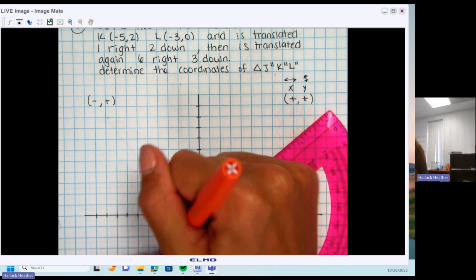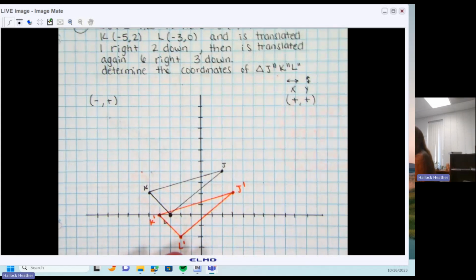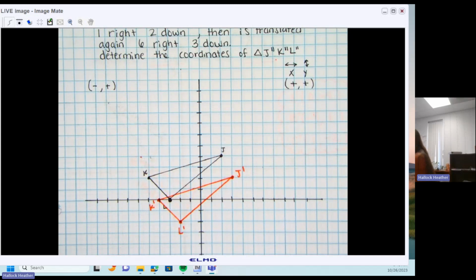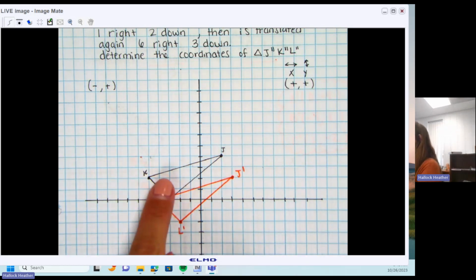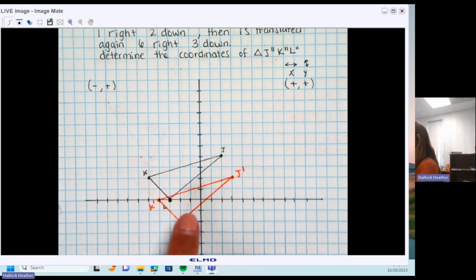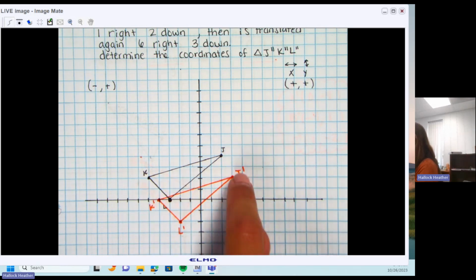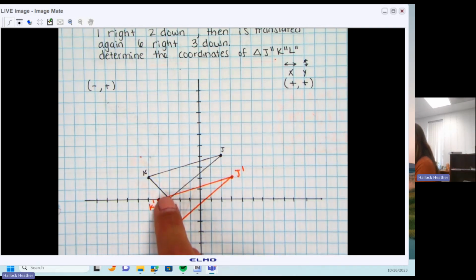If you look at your second triangle, it should look exactly the same size, exactly the same shape. It's preserving the distance, it's preserving the shape. Nothing's changing except its location. Now we're going to find the second transformation by shifting the new one again. People last period were going back to the original and then doing it. You're using your first translation, K prime, L prime, J prime.